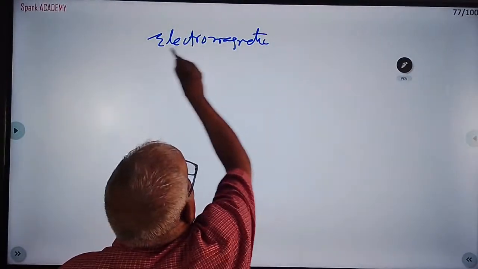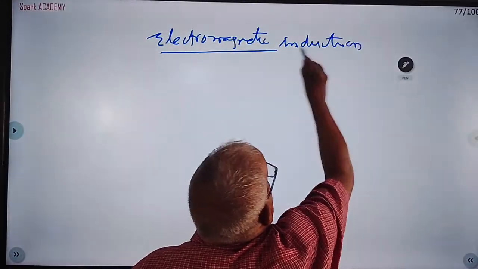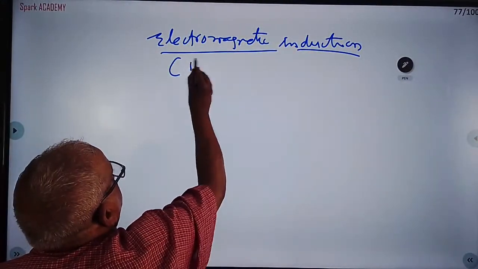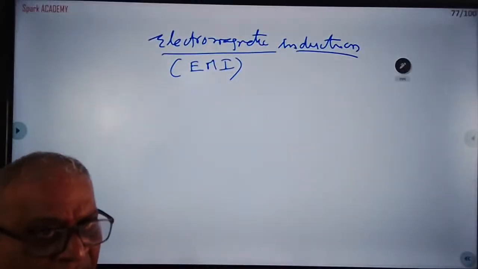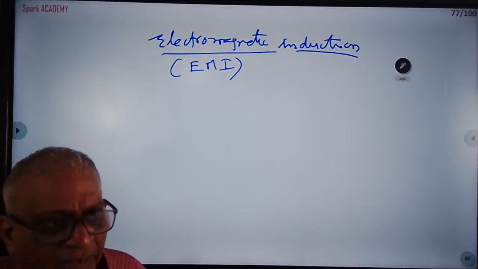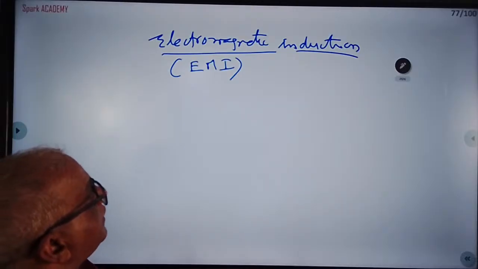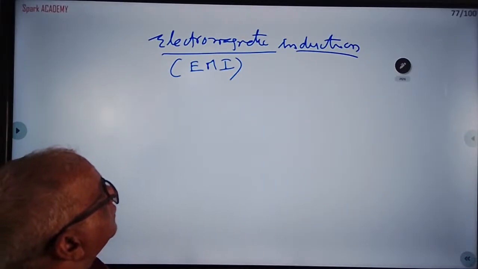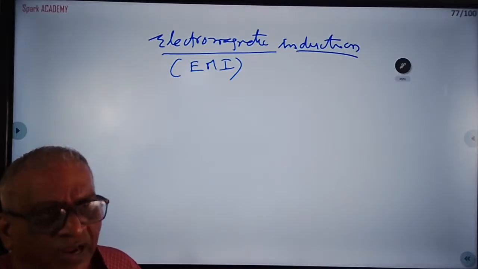Electromagnetic induction. In this, a 4-mark question is coming, called EMI, electromagnetic induction. What is electromagnetic induction? A changing magnetic field or magnetic flux produces induced current. That is what Faraday introduced.